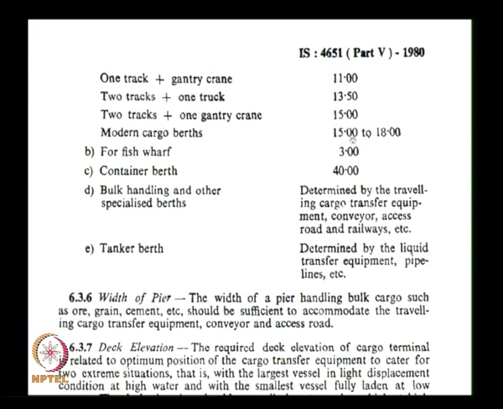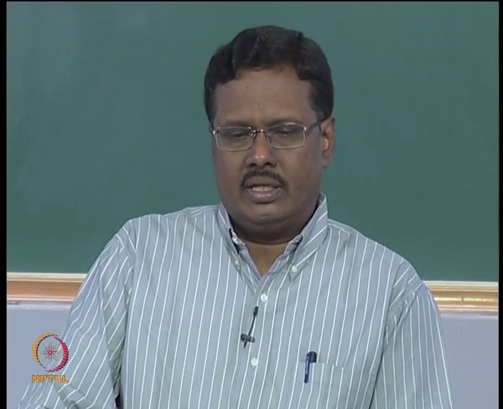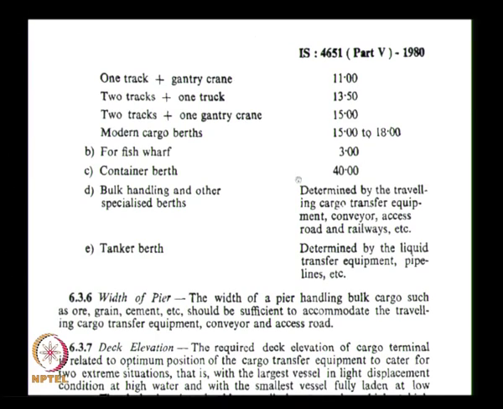Another thumb rule is whatever is the width of the berth, you provide that as the width of the apron, but typically this code was developed in 1980. So in recent days we have berths typically between 25 meters for general cargo and bulk cargo to 40 meters for container berths. Fisheries harbour it is 3 meters, container berth it is 40 meters.